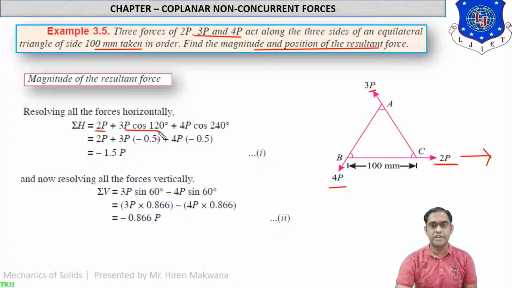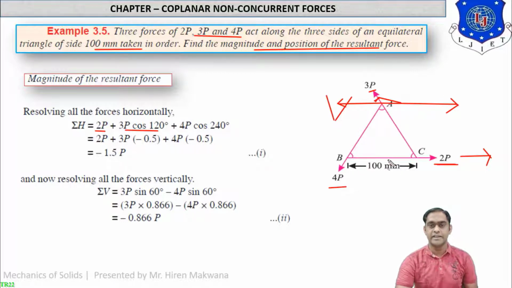Plus 3p cos 120. You can see this is 3p. If you make the components of 3p, the horizontal component will be like this, and this angle will be 60. How is it 60? You just have to calculate it. This angle is 60 and the value is 3p cos 120. If you want to take it positive, then it will be 3p cos 120 on the opposite side, where the angle becomes 120 in this direction.